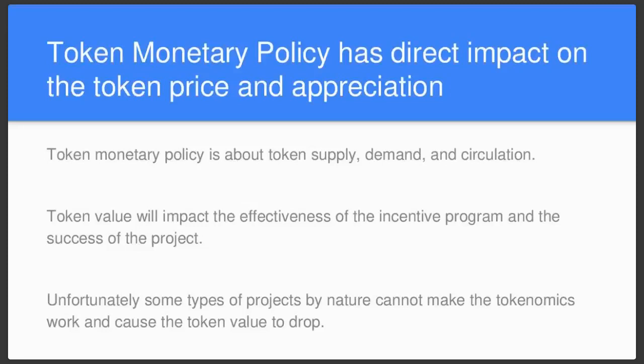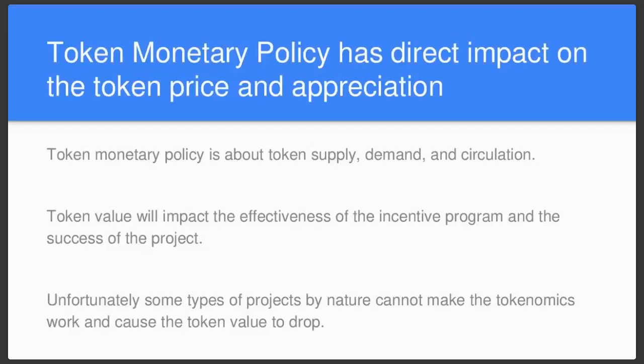So monetary policy, and especially token monetary policy, is basically about the token supply in the system and the demand for the tokens. The demand can be native demand, which is inside your network and inside your product, or demand from the secondary market, which is people who just buy from the exchange and hold and trade. Another thing to consider is token circulation, how fast the token is circulated and whether people want to hold it or not. That also impacts the price and appreciation.